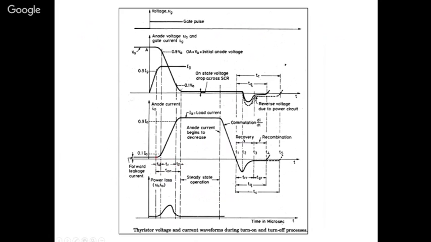So 3 regions. Delay time is nothing but the time taken for the anode current to rise from the initial leakage current which was flowing, to 0.1 of the final value. This region is the delay time. What is rise time? Rise time is the time taken for the anode current to rise from this 0.1 IA to 0.9 IA. So that is the rise time. And the spread time is the time taken for the anode current to rise from 0.9 IA to the final value. In the same way, in terms of voltage also we can define this.